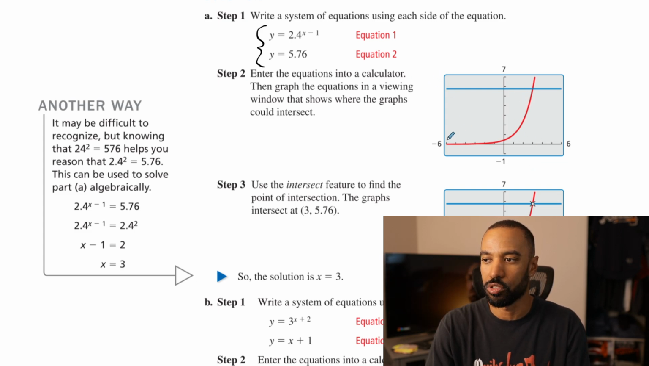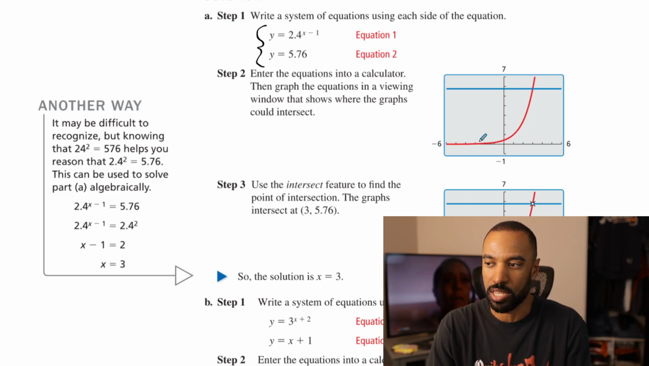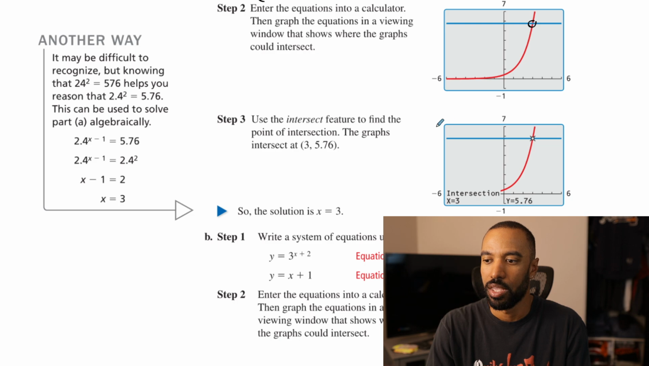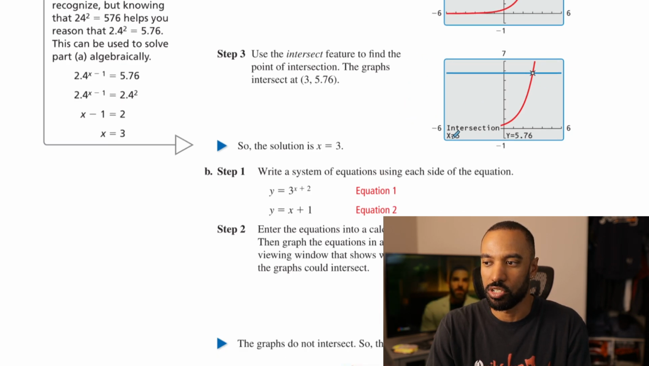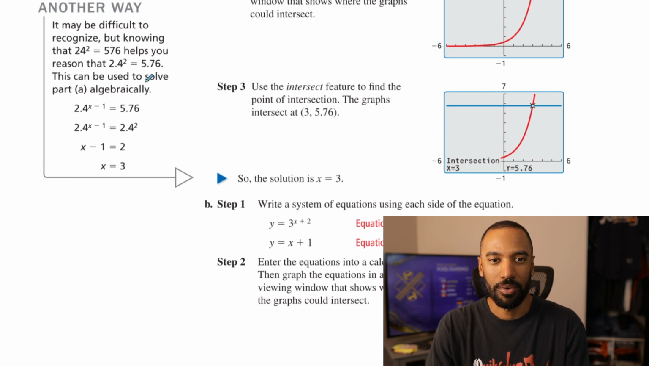So you see y equals 2.4 to the x minus 1 looks like this. By the way, we've graphed exponential functions. You might know what that means to have this graph look like this. And then y equals 5.76 is literally just a constant line here. And where do they intersect? So when you use the intersect feature on the graphing calculator, obviously the y value is 5.76. It makes sense there's no change. And the x value is 3. Aha! I don't have to do this other version.